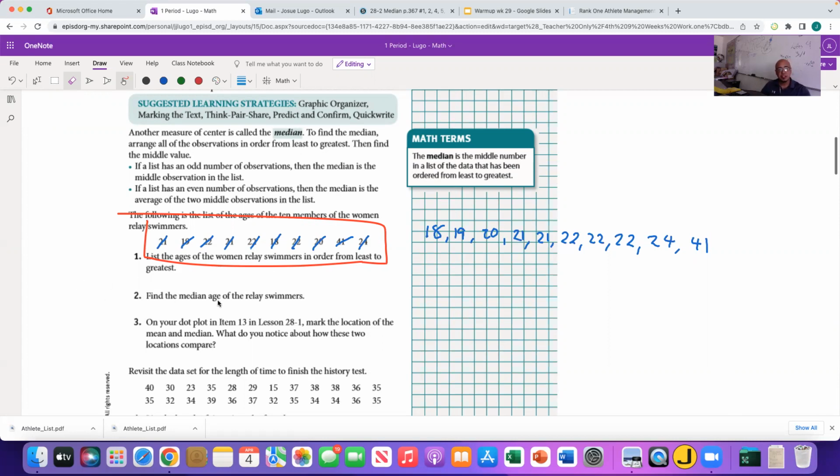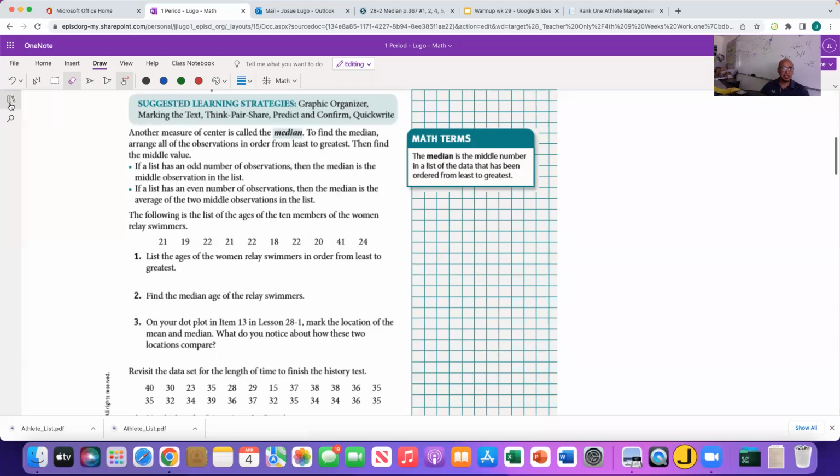But then number 2, let us find the median. Okay, so 18 and 41, 19 and 24, 20 and 22, 21 and 22. Notice that both 21 and 22 are in the middle. So we're going to add them together. 21 plus 22 is equal to 43. And then since we added 2 numbers, we're going to divide by 2, which would give me 21.5, which is right smack in the middle between 21 and 22. So that would be the median. Pretty easy. Now that's precisely what you would do for the other ones here on 28-2.